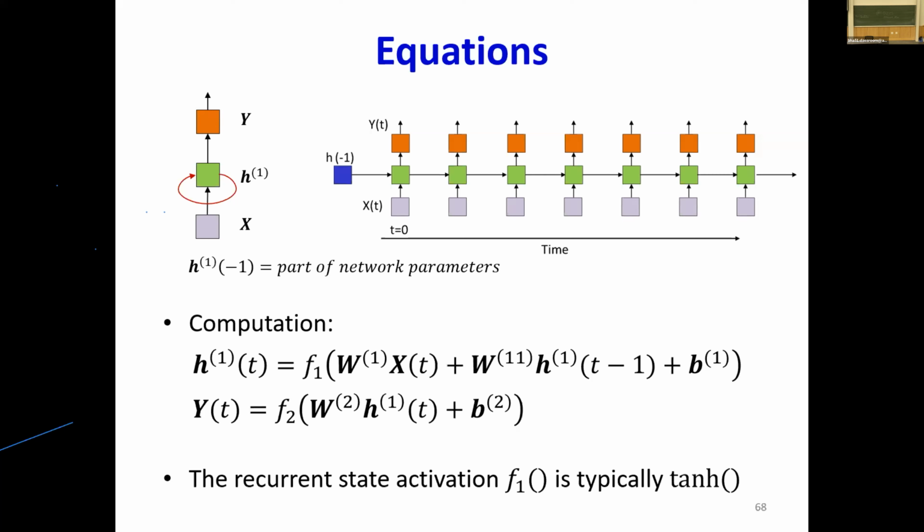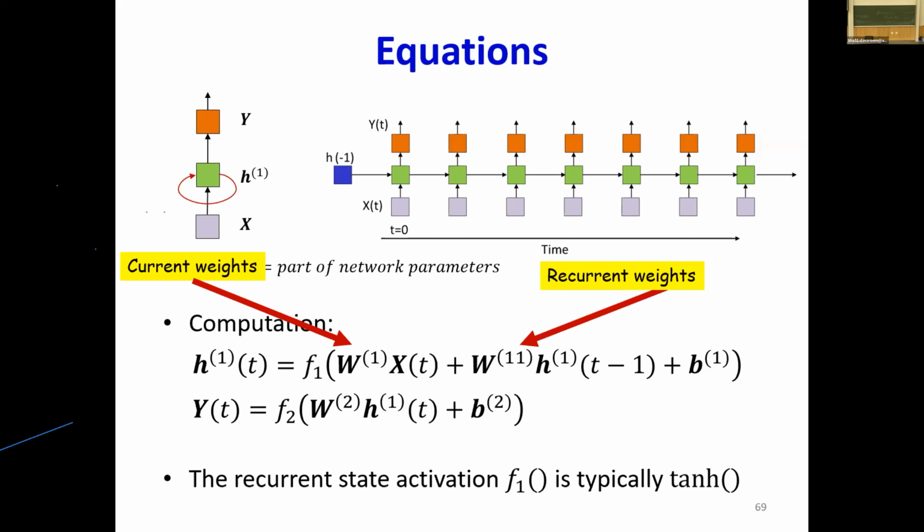Now there are two distinct sets of weights over here. The first one, the one to the left, are the current weights. Those are the weights corresponding to the arrow going up. And then you have the recurrent weights. Those are the weights corresponding to the arrow going sideways. So there are two different sets of parameters for the hidden state.